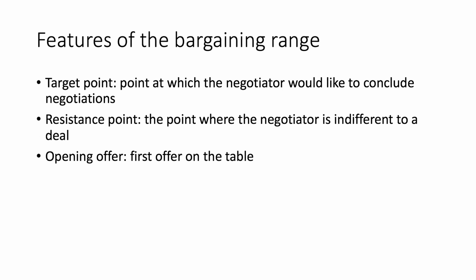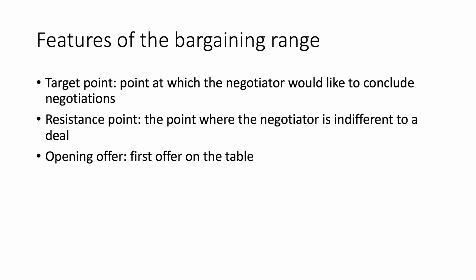Now, within our distributive framework, we talked about the features of the bargaining range. We talked about the fact that the bargaining range is determined by a few points. One point being the target point, and that's the point where the negotiator would like to finish. That's the goal, the aim of the negotiation. It's a realistic idea, but certainly one that has a bit of hopefulness in it. Then there's the resistance point. And this is the point where the negotiator is indifferent to the deal, otherwise known as the walkaway point.